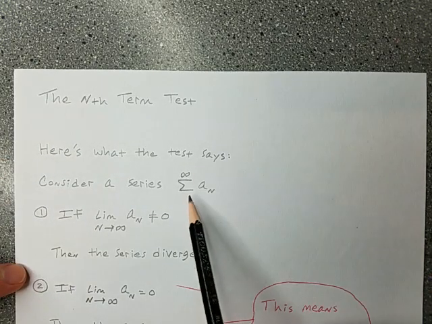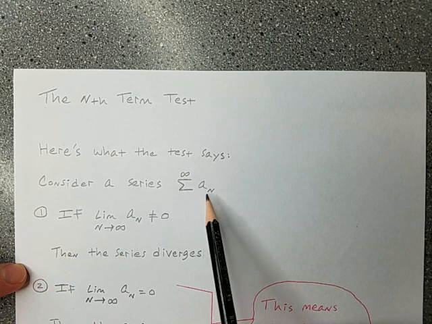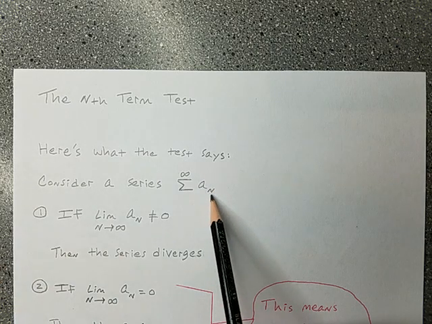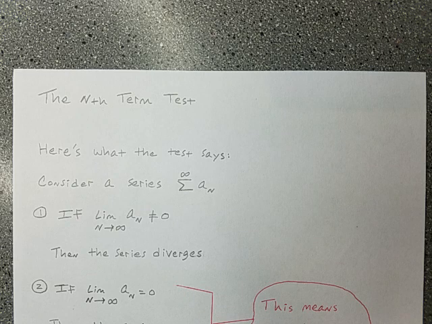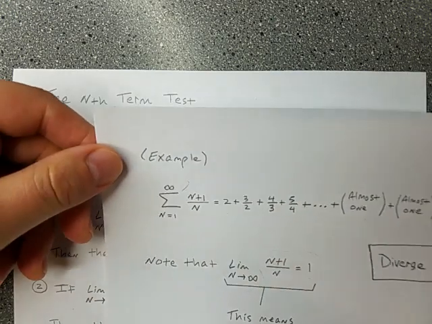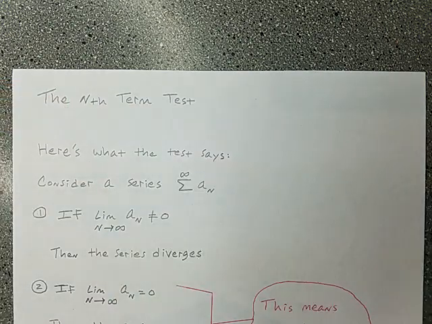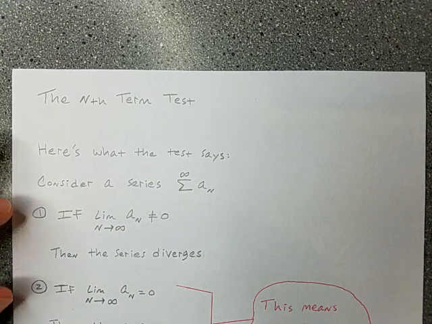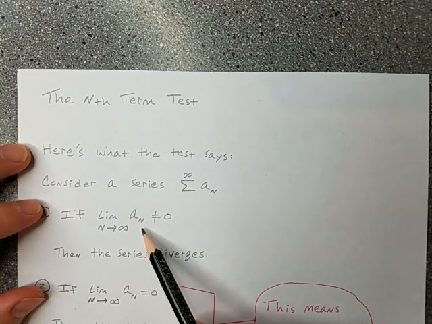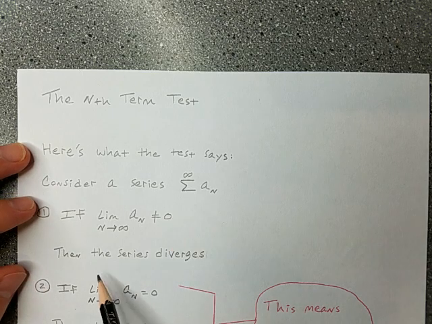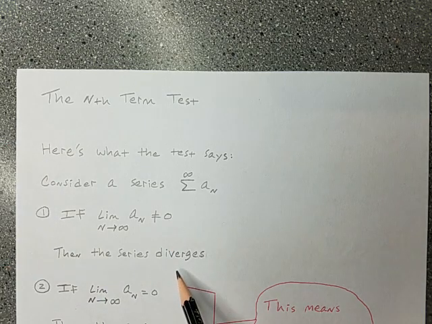Suppose we have an infinite series, and a sub n is just the formula that the series is made from. So it could be, what was that one that we just looked at? n plus 1 over n or something like that. That formula, that's what I'm calling a sub n. Some formula that involves the variable n. If the limit as n goes to infinity of a sub n is not 0, then the series will diverge. Can you think about why that is?